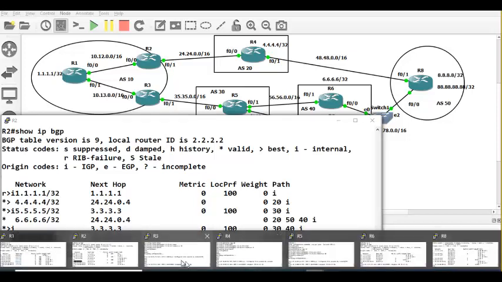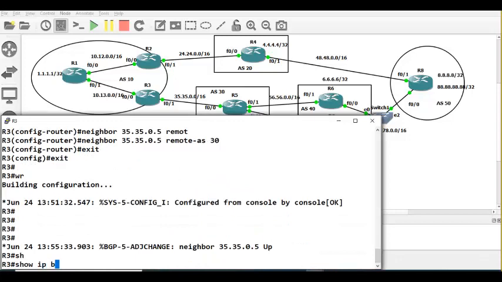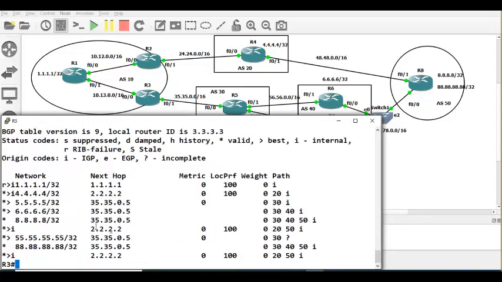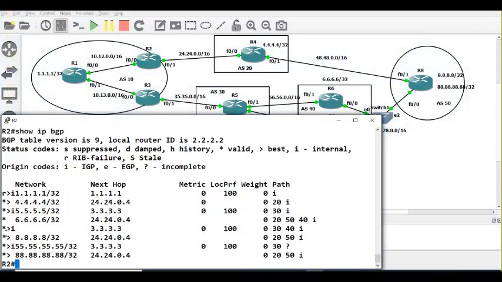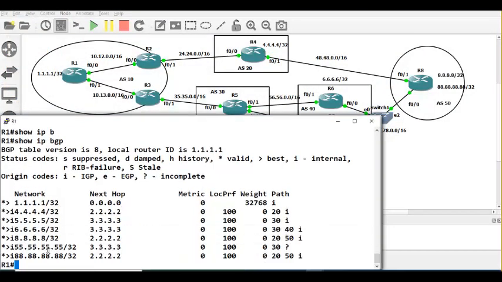Even on router 3 if you check, show IP BGP. For 8.8.8.8, I have 2 paths, whereas in router 2, I got only 1 path. Why is that? And on router 1 also, I see only 1 path. You want to answer? Yes, router 1 also has a single path. But router 3 has got both the paths.